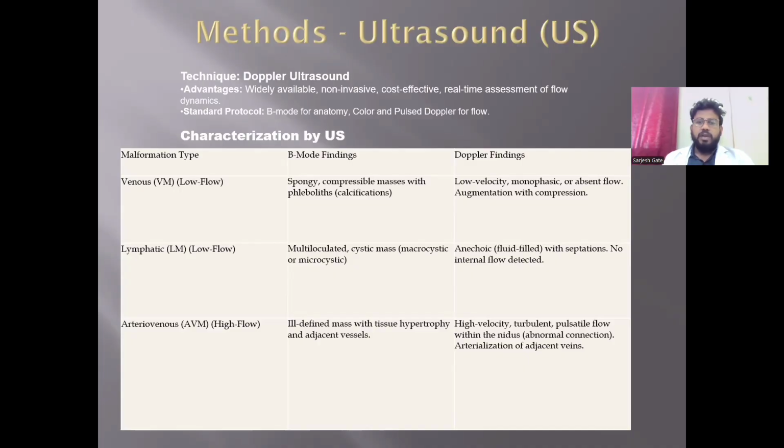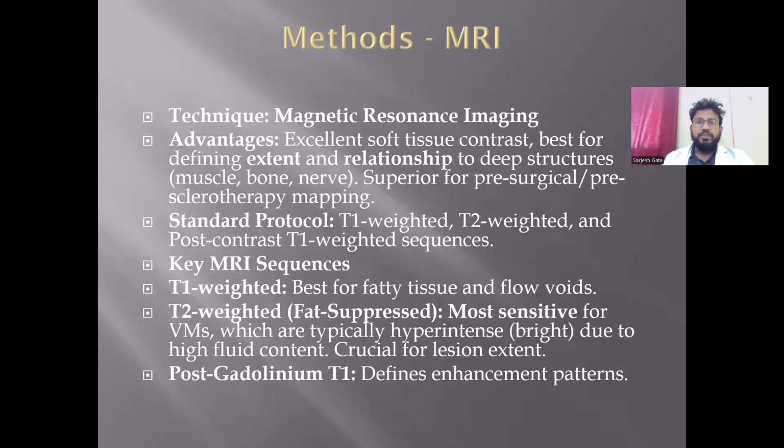Lymphatic malformations are multiloculated cystic masses, fluid filled with septations, and there is no internal flow. Arteriovenous malformations are ill-defined masses with tissue hypertrophy and adjacent vessels. On Doppler, there is high velocity, turbulent flow within the nidus, and there is arterialization of adjacent veins. On MRI, advantages of MRI: there is excellent soft tissue contrast, best for defining extent and relationship with adjacent structures. Protocols are T1 weighted, T2 weighted, and post-contrast T1 weighted sequences.